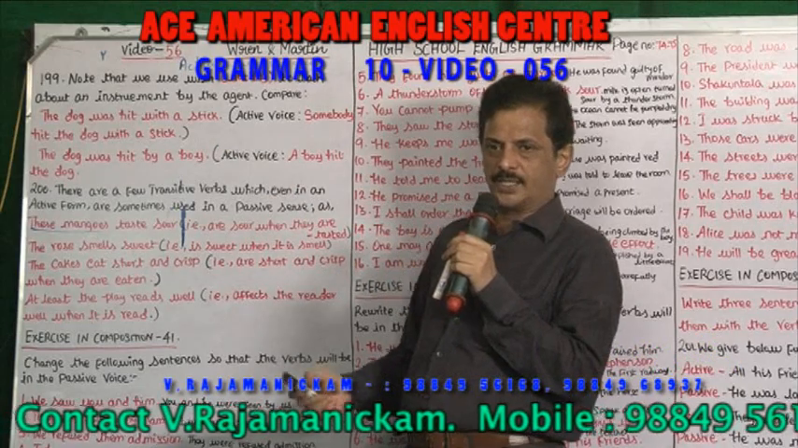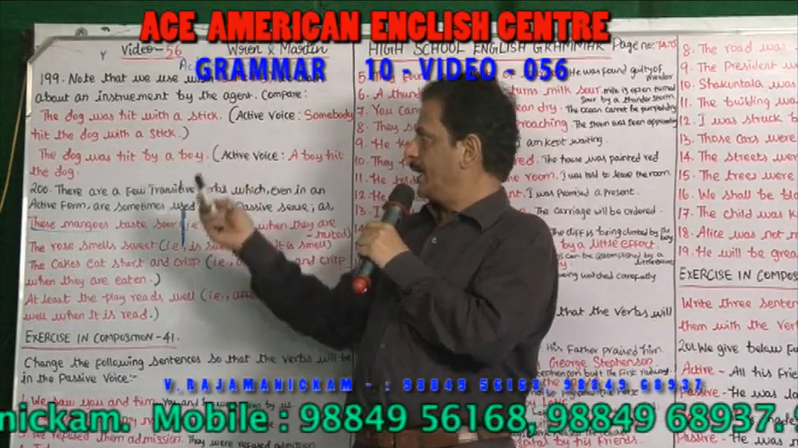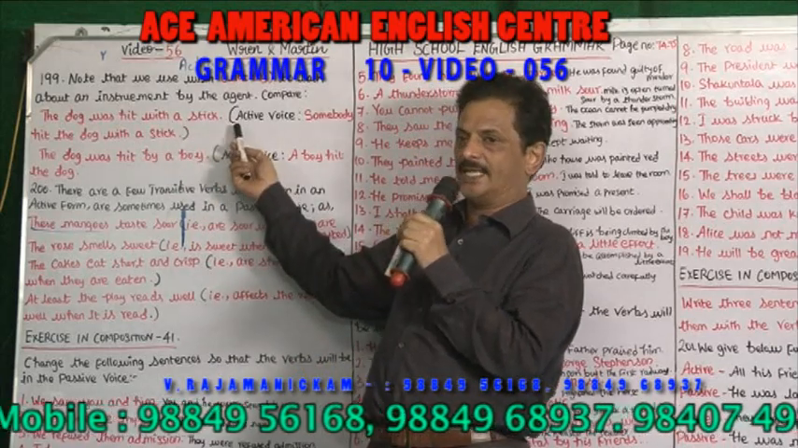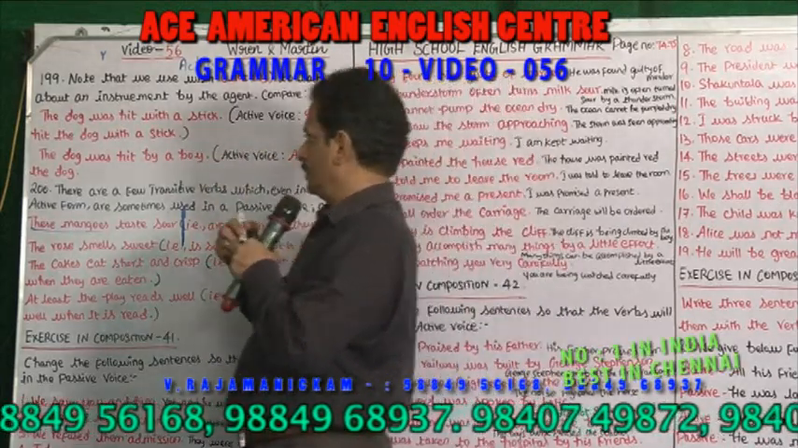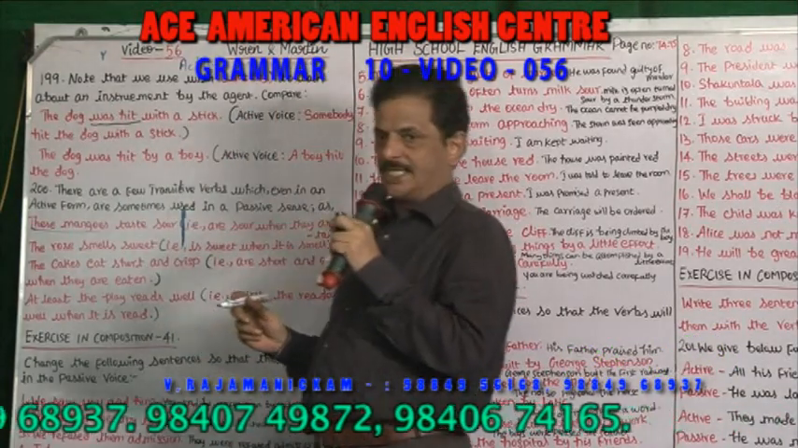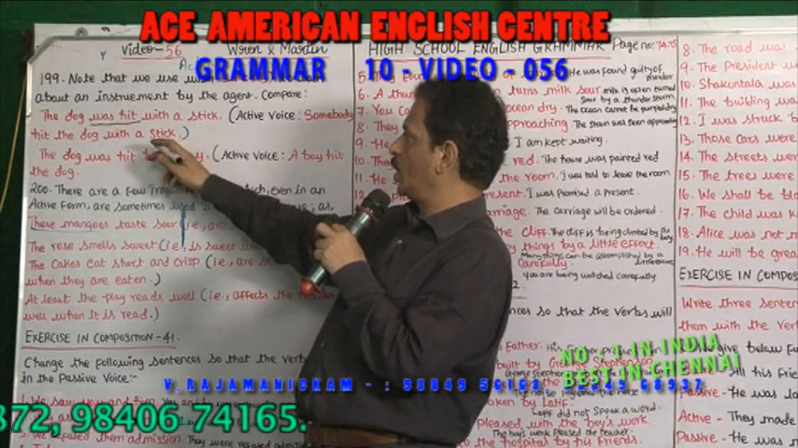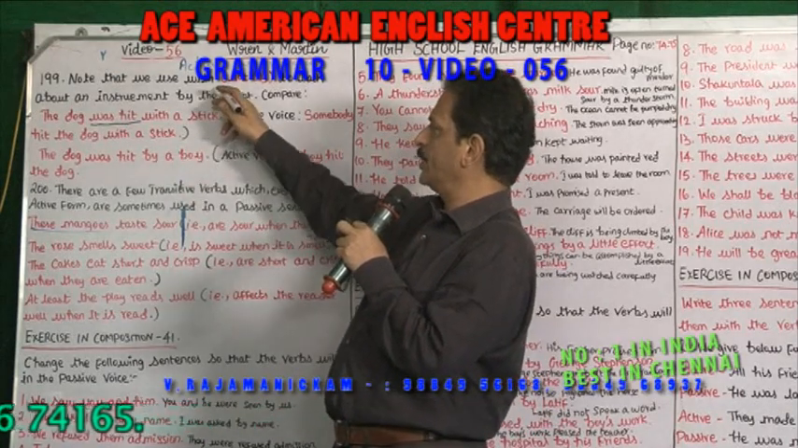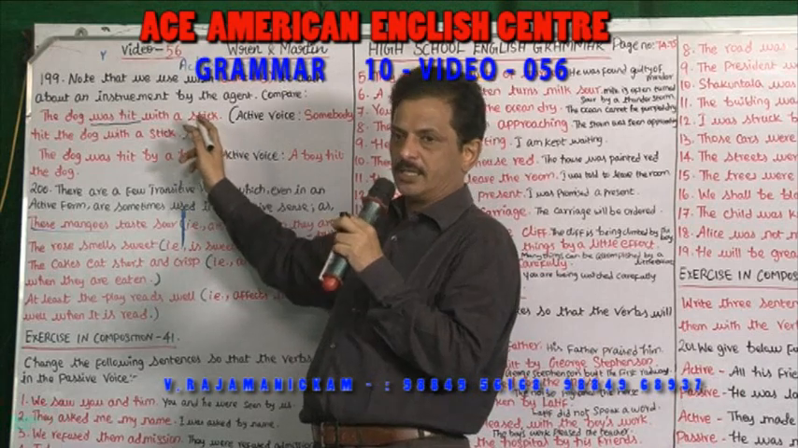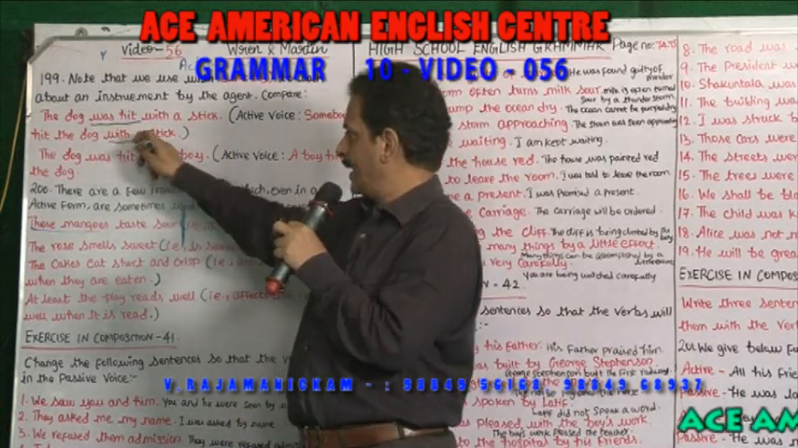What is the active voice? Somebody hit the dog with a stick. The dog was hit with a stick. Was hit. You see the verb here. Obviously it is passive. So what is the active voice? Somebody hit the dog with a stick. When you are using an instrument, a stick, you are not using by. You are using with a stick.